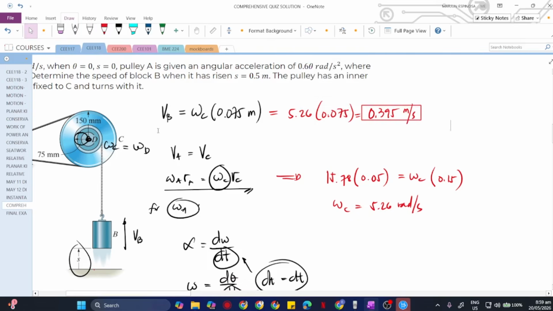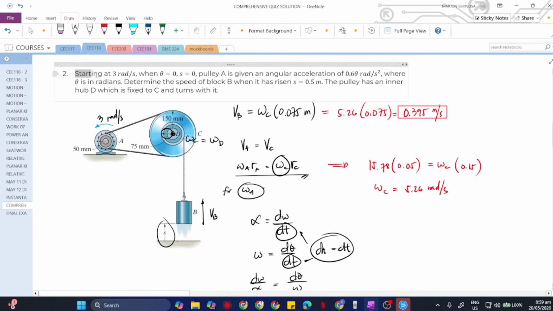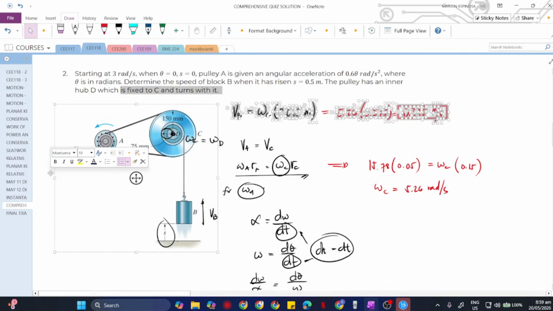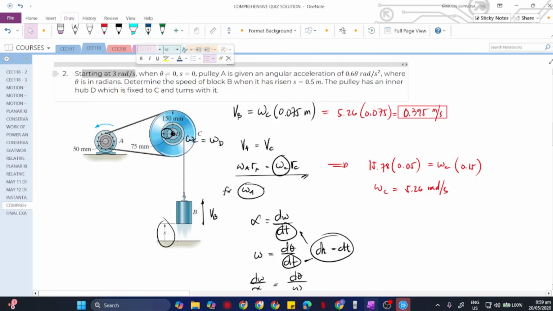Okay, so to wrap this up, ang ginawa natin, class, yung starting at 3 radians per second, yan yung initial velocity nitong omega A, itong pulley A. Pero hindi yan yung gagamitin natin na omega A, ha? Kasi that is the starting or initial condition when theta is 0 and s is equivalent to 0. Now, yung pulley A doon natin is given an angular acceleration of 0.6 theta. So, since meron tayong angular acceleration, meaning to say, yung kukunin natin na angular velocity here would be the final angular velocity. Pero gagamitin natin tong 3 radians per second later for our initial value problem.